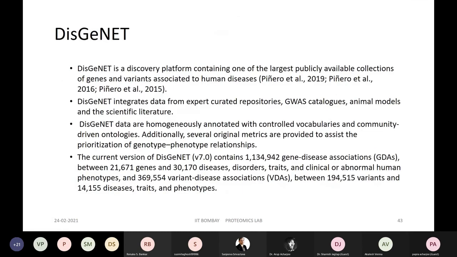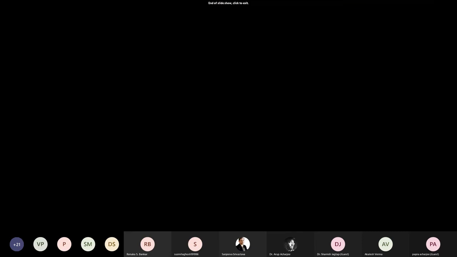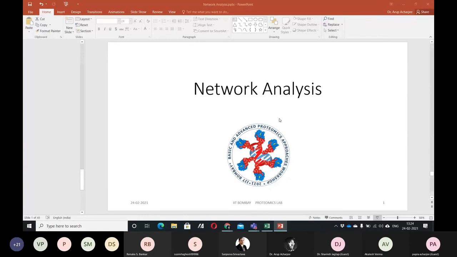It is the largest publicly available collection of genes and variants associated with human diseases. Then there is the PaGenBase database. So it involves specific genes, selective housekeeping genes and repressed genes. So the idea is, what Metascape allows you to do is run parallel enrichment pathways. Now we will just jump into a Metascape analysis.